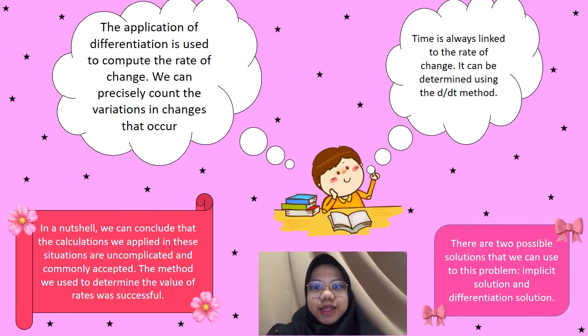In a nutshell, we can conclude that the calculations we apply in these situations are uncomplicated and commonly accepted. The method we used to determine the value of the rate was successful. In this situation, there are two possible solutions that we can use, which are the implicit solution and the differentiation solution.